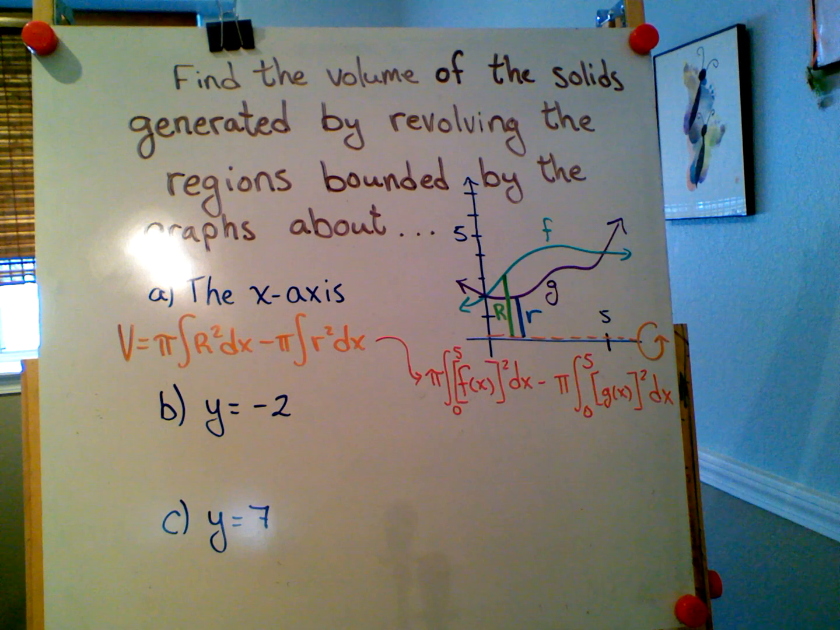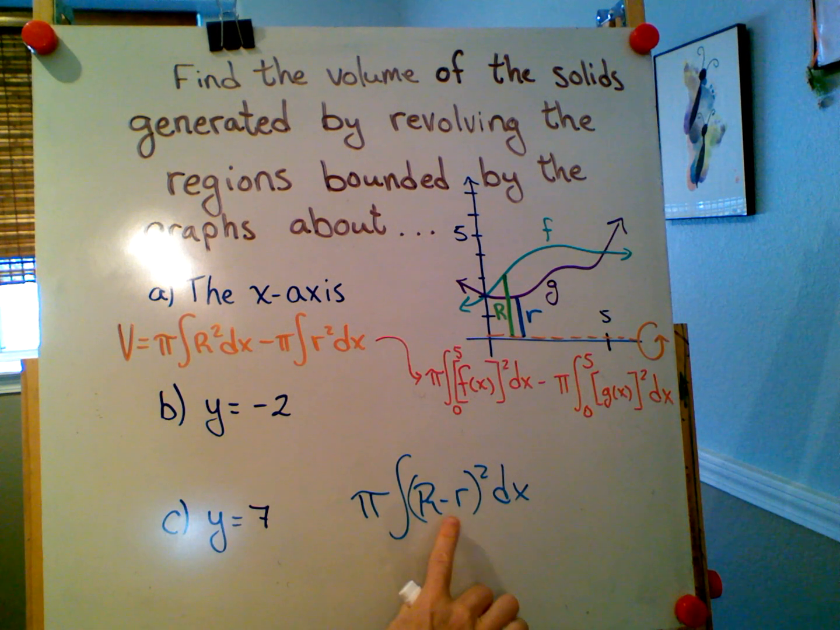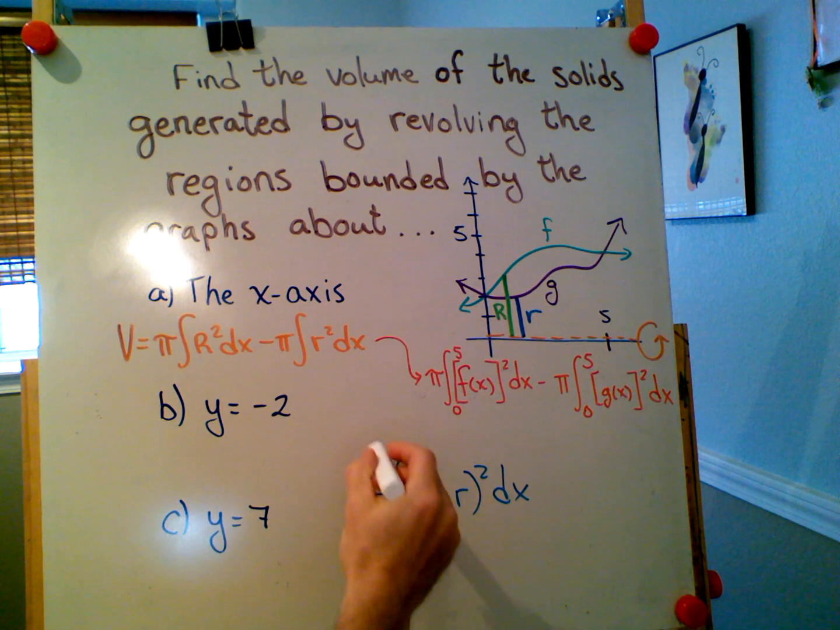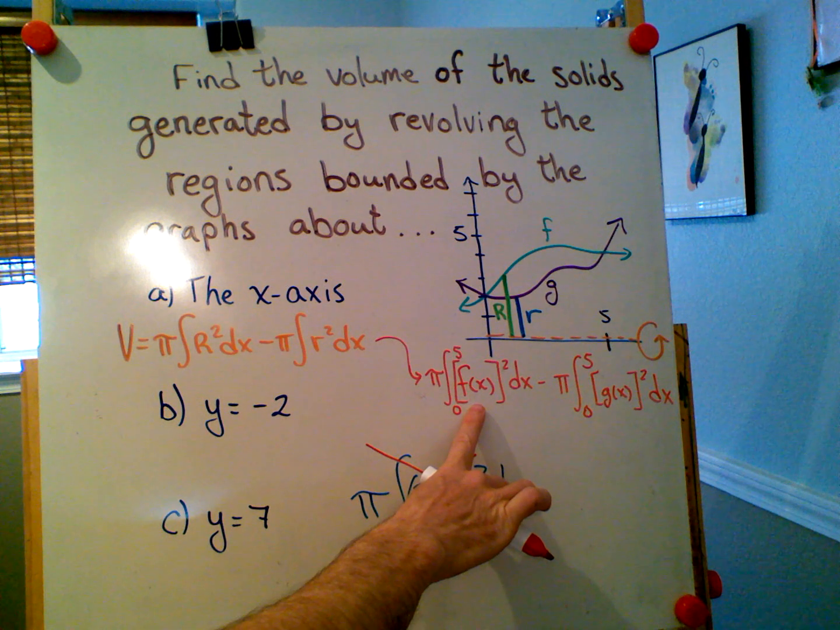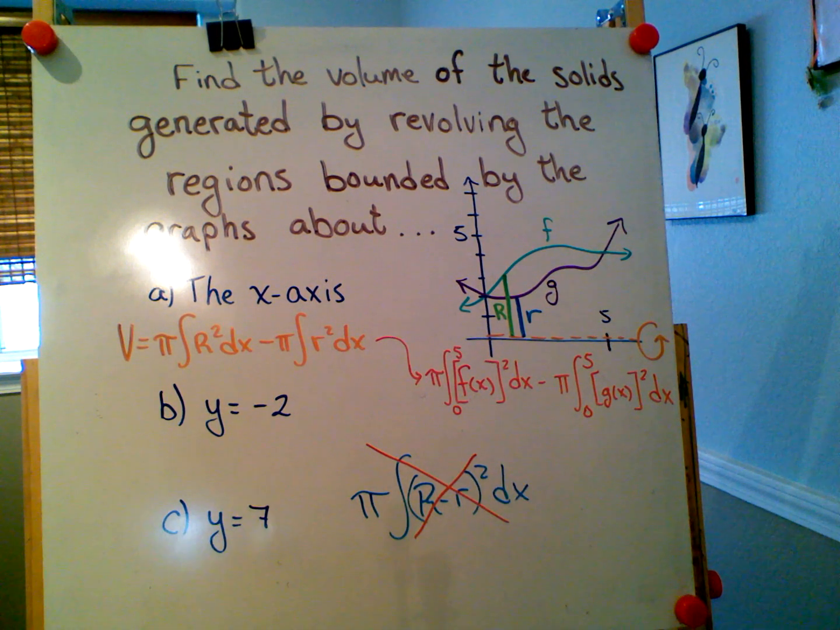When you're doing the washer method, this idea is not correct. That would be the distance between them squared, but really you need to take the volume of the entire large washer minus the volume of the entire small washer to actually get it. Never try and do that long or shortcut version. It is incorrect and it won't help you.